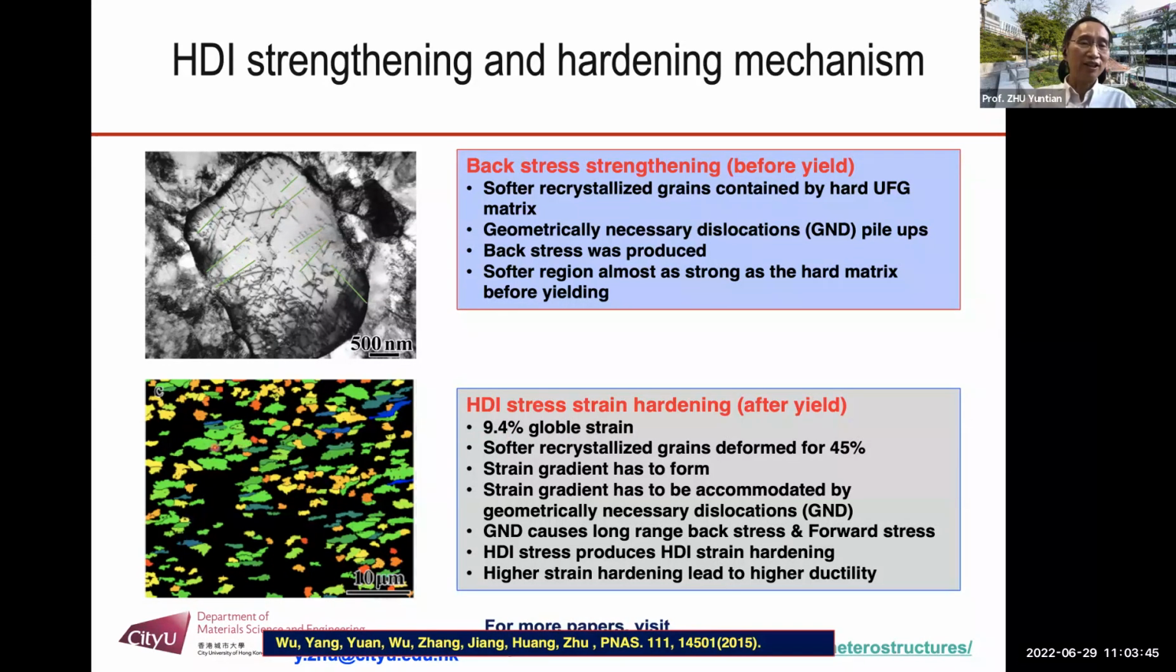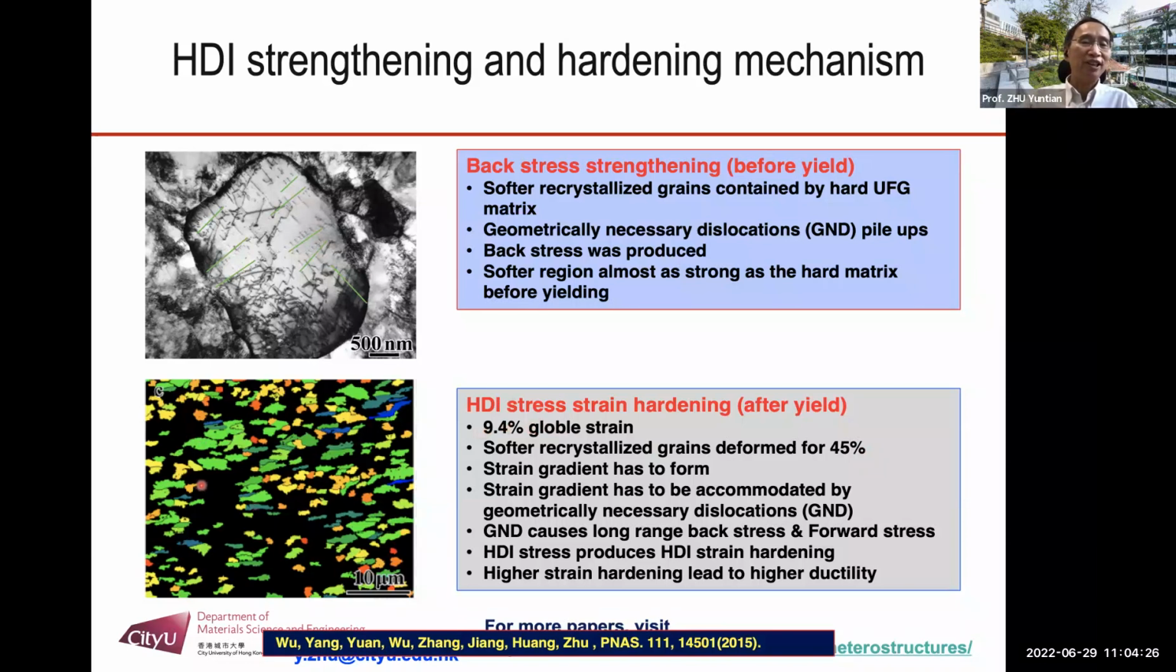These grains, like these recrystallized grains, before tensile testing, they are all equiaxed, which means they are all recrystallized grains. And after tensile testing for 9.4%, you see they are all elongated. And by their length to thickness ratio, we can estimate their strain. Their strain is about 45%. Okay, the larger grains are deformed by 45%. The overall total strain is global strain 9.4%.